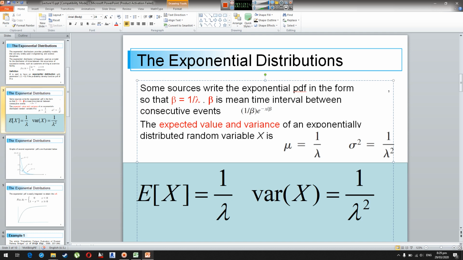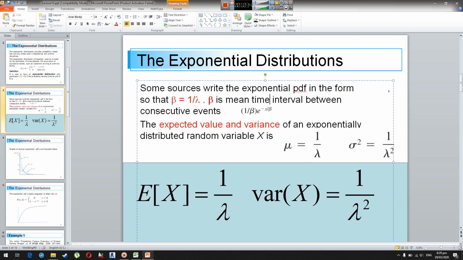between consecutive events. You can also use lambda if you try to solve the exponential distribution function, and you can also take the inverse of that for the exponential distribution. You can either use lambda or beta.